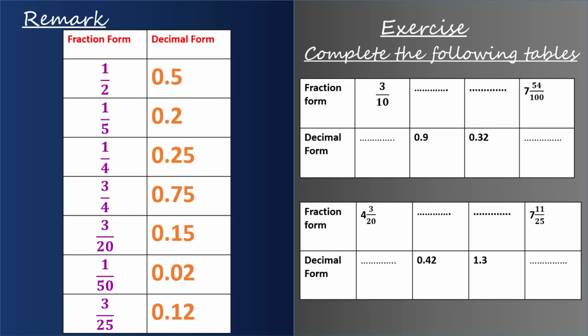Another table, fraction form and decimal form, 4 and 3 over 20. So what is the decimal? What is the fraction when the decimal is 0.42? We have the decimal 1.3, so what is the fraction form? 7 and 11 over 25, how can we write the decimal form? It's easy to find.